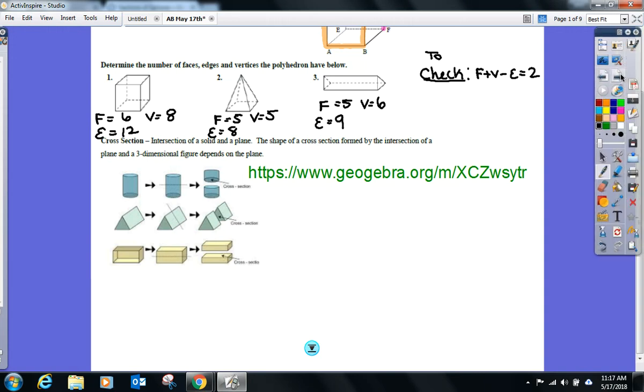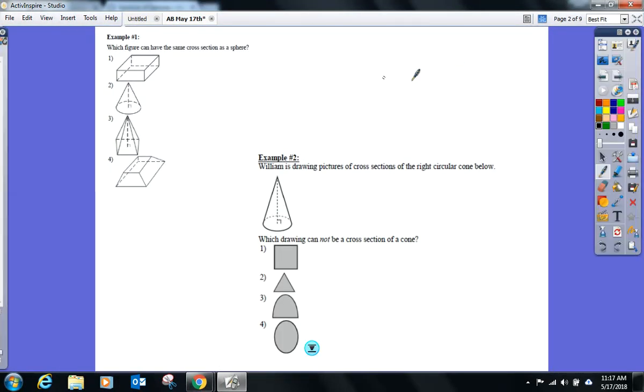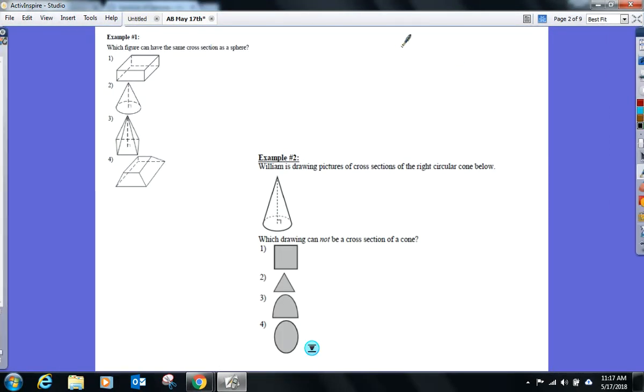All right, speaking of cross sections, let's answer some questions here. Which figure up here can have the same cross section as a sphere? Well, what did we just find out? No matter how we cut the sphere, what's the cross section always going to resemble? A circle. So out of these figures I have up here, which one could I do a cross section that will result in a circle? That would be the cone, choice 2. That's the only one I can cut that I'll get a circle in.